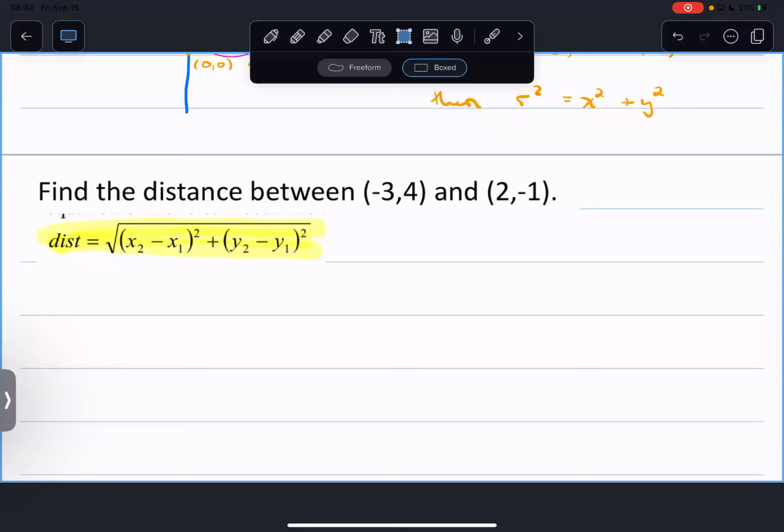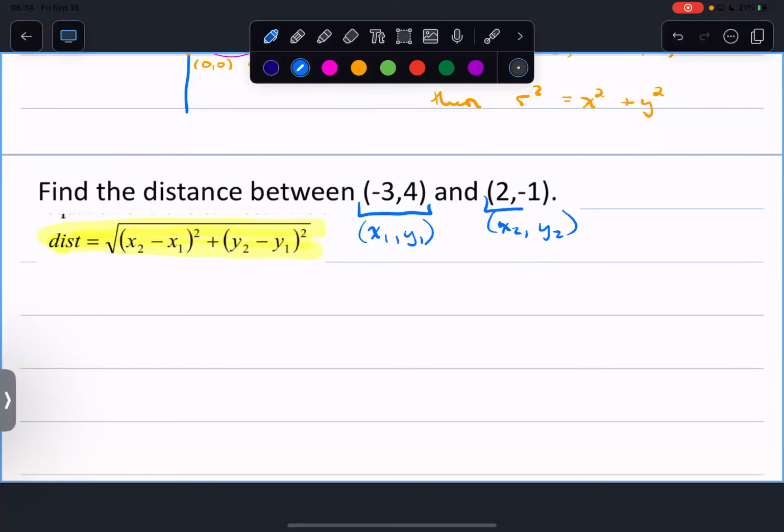It doesn't matter which one you call point number 1 and which one you call point number 2, as long as you're consistent, right? You need to stick to one script. Okay, but here we'll call this x1, y1, and we'll call this x2, y2, but you can play around with those and switch them around if you want, and you'll find that the distance between this point and this point is the same as the distance between this point and this point, right?